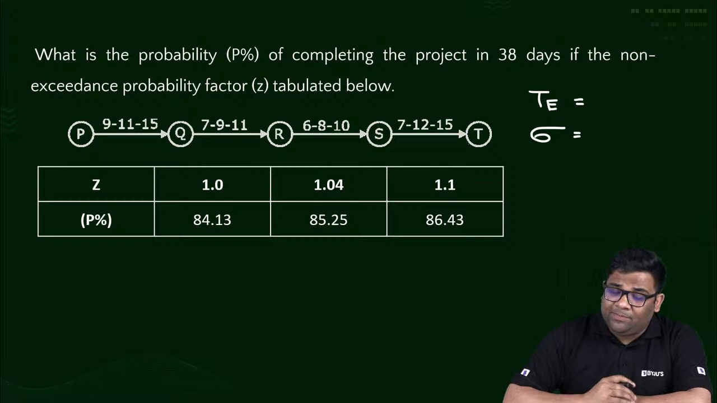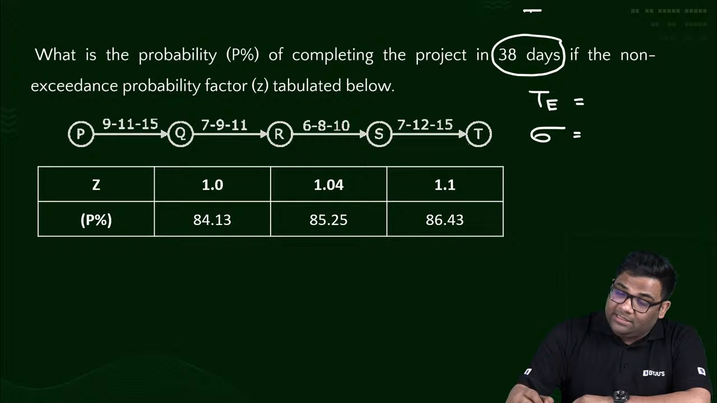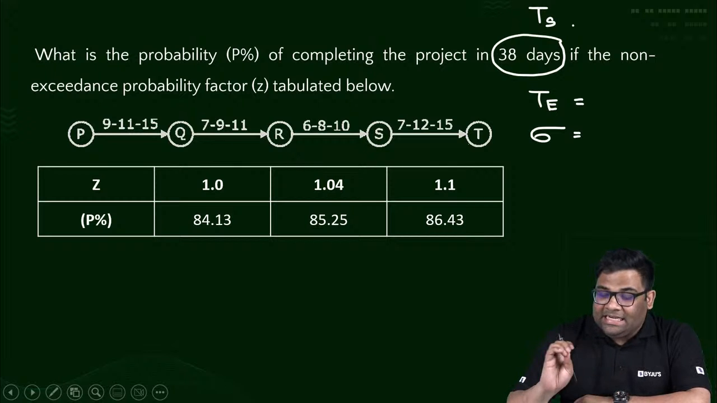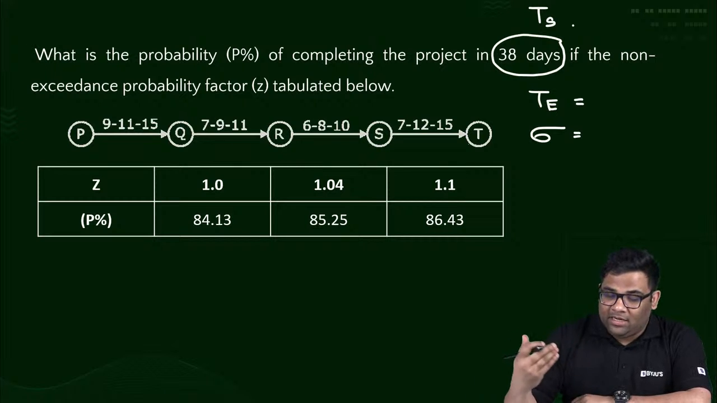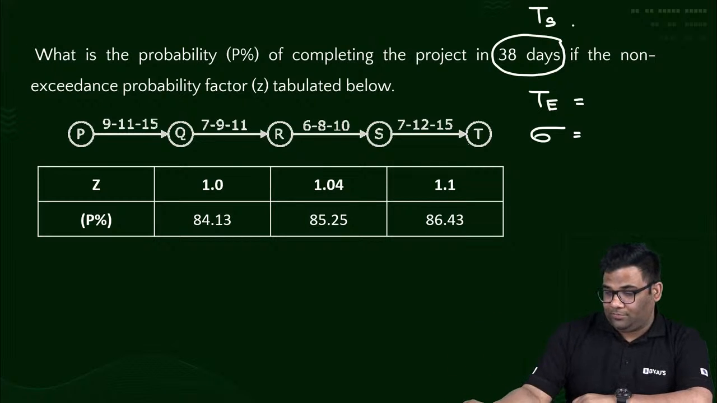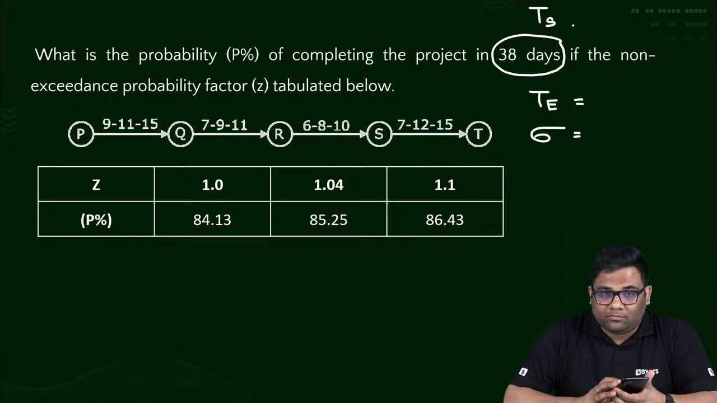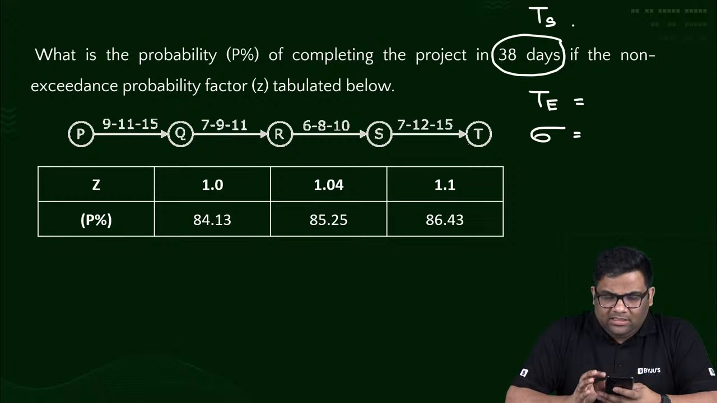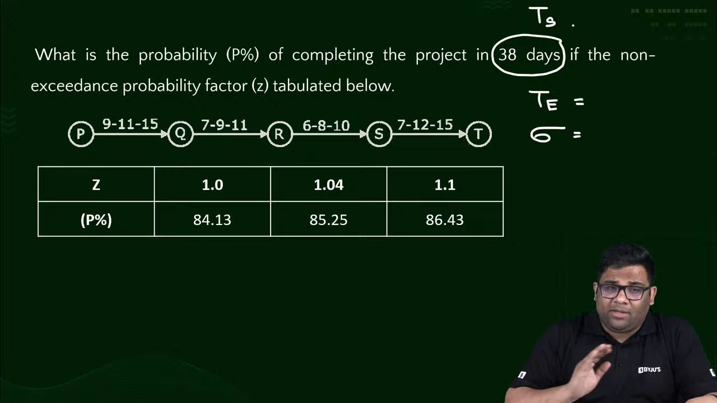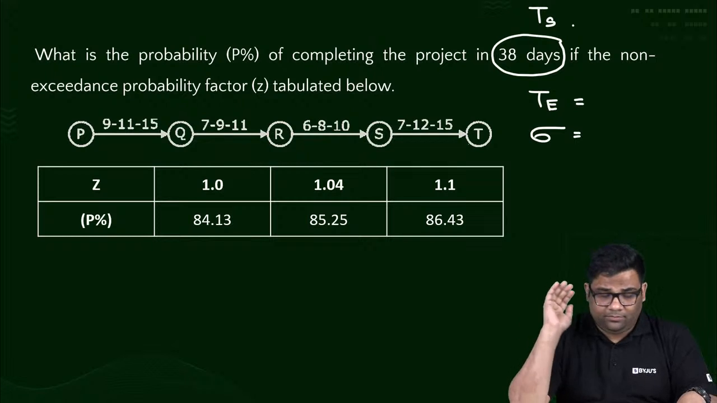And what is our percentage probability of completing within 38? This is TS. So TS is given. So you have to find out TE and sigma. In the other questions, TE and sigma were given to you. So find out TE, sigma, find out Z, and then solve this question, give me the answer. Chalo, solve this. Take your time. These are the important things which they will ask in the examination. So I am covering one by one. Don't worry.